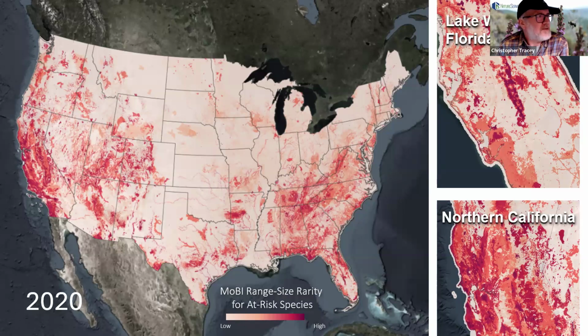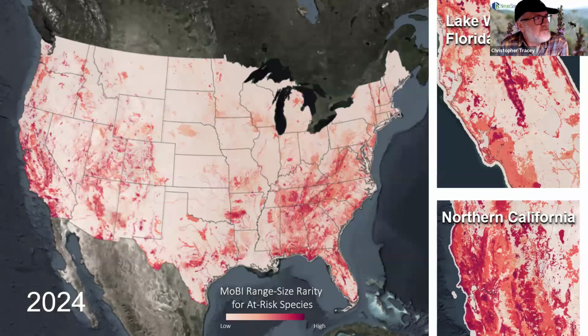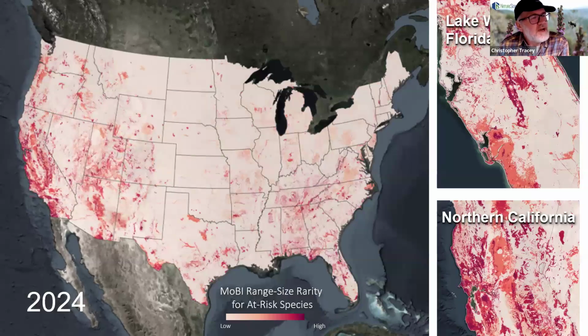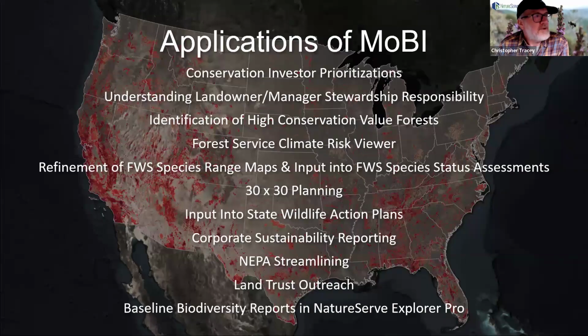And Max, you can click the next slide. This will transition to the 2024 version. You can see how much more precise the new map is, and it's really targeting the geographic features that are driving these patterns of biodiversity and providing very detailed information that can be used for fairly local conservation planning. Right, next slide. Right, applications of MoBI include all of these things that we've learned about, things that we've seen, things that we've done.